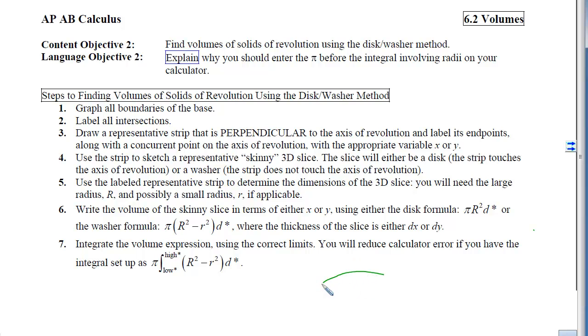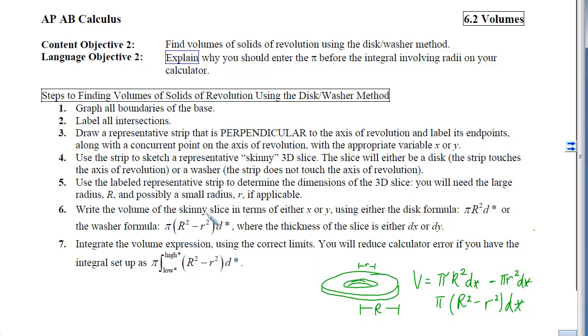If I have a washer and I'm trying to find the volume of that washer, and I have just a hair of thickness, then we can see that the volume will be the big disk, which would be pi times the big radius squared times its thickness, which is d whatever, and then we will subtract out the little disk that was cut out of the middle, and that one would have a small radius. So that would be pi times a small radius squared times the thickness.